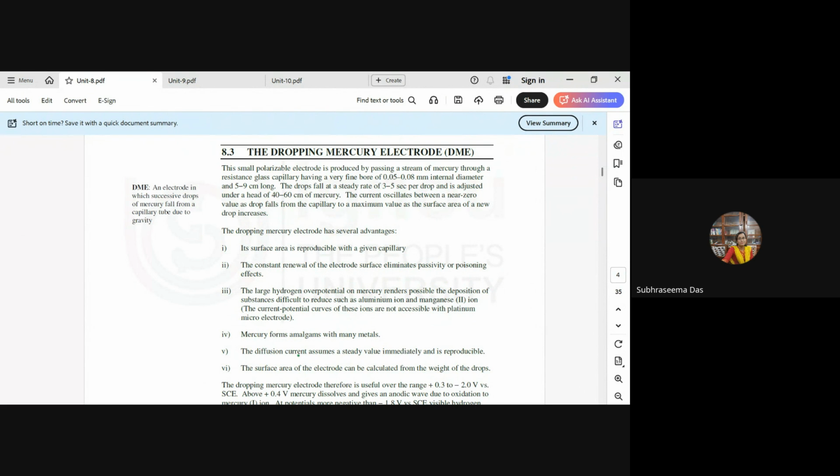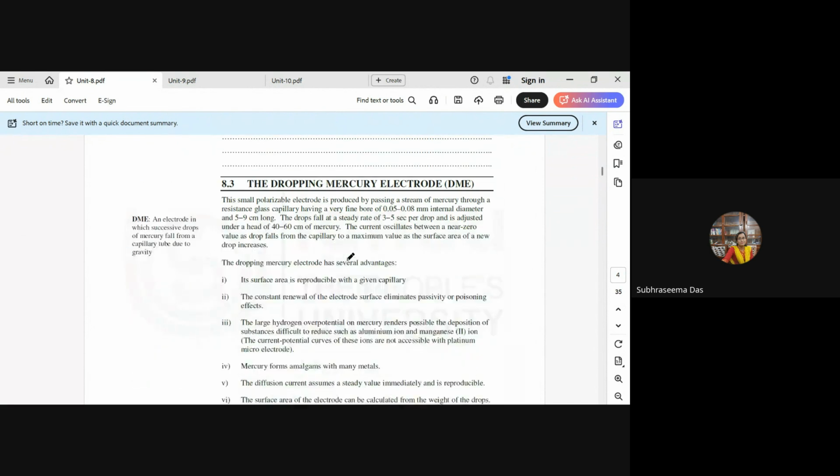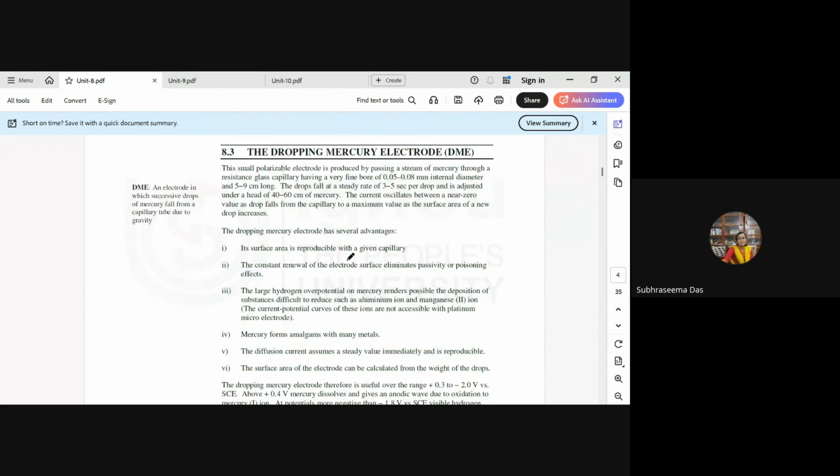So today we'll start with the dropping mercury electrode. In the last class we talked about the introduction to different polarographic methods, and now we will study the dropping mercury electrode in detail. The dropping mercury electrode is a small polarizable electrode.